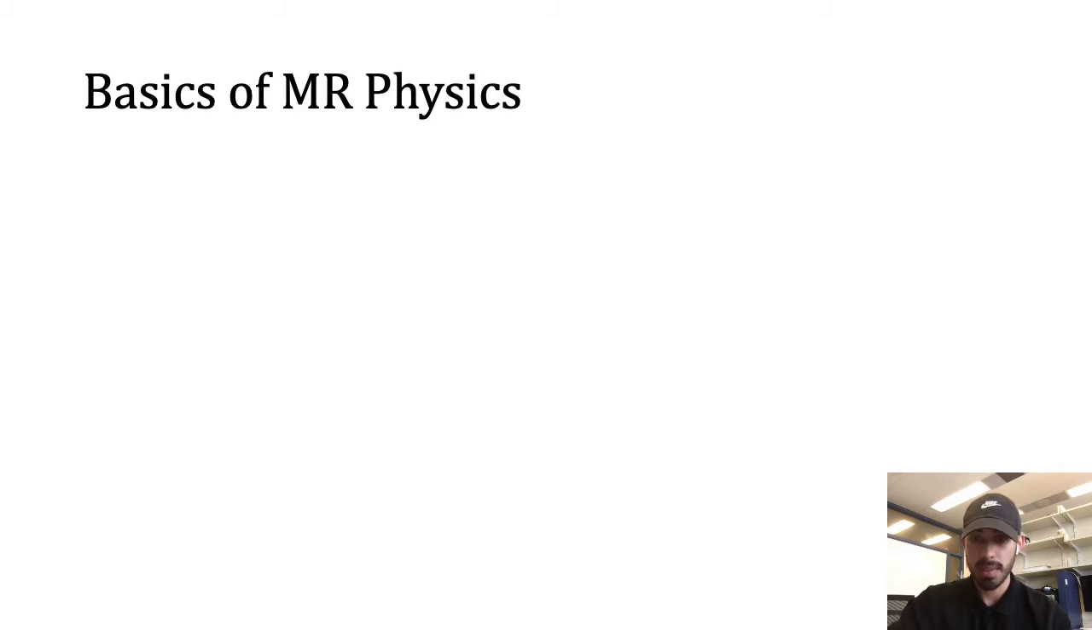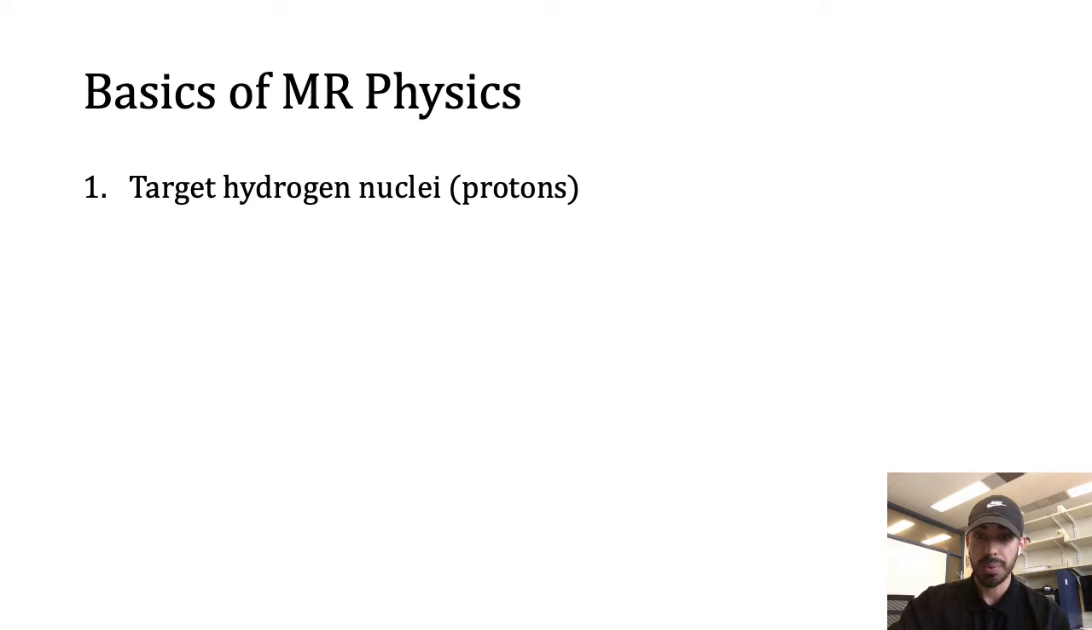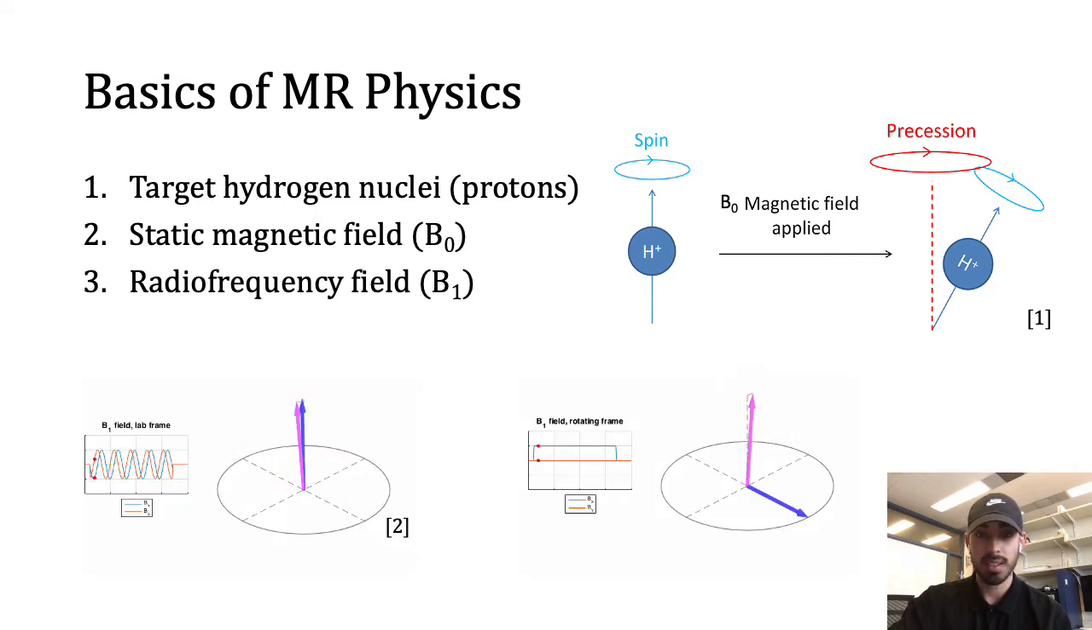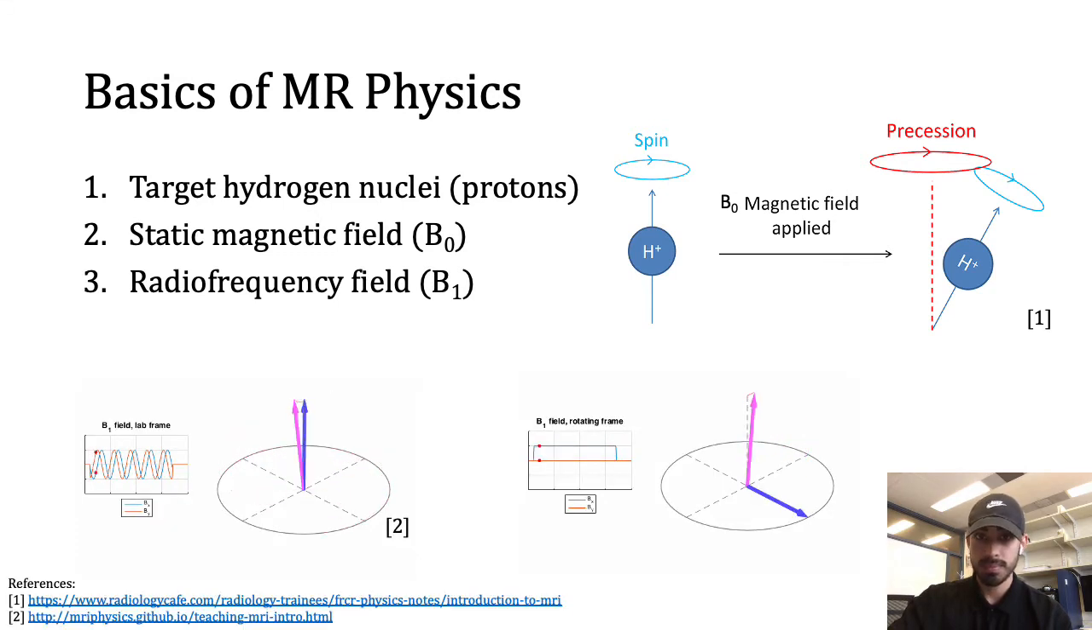Before I get into my findings and the implications of those findings, I want to give a brief overview of the physics of MRI. In MRI, we are targeting hydrogen nuclei, and when we expose these nuclei to a static magnetic field, they begin to precess at something called the Larmor frequency. If we match this Larmor frequency with an RF pulse, we can flip the magnetization vector of that hydrogen to any degree we want. This can be seen in the bottom left and bottom right, and in this case, we are flipping it 90 degrees.